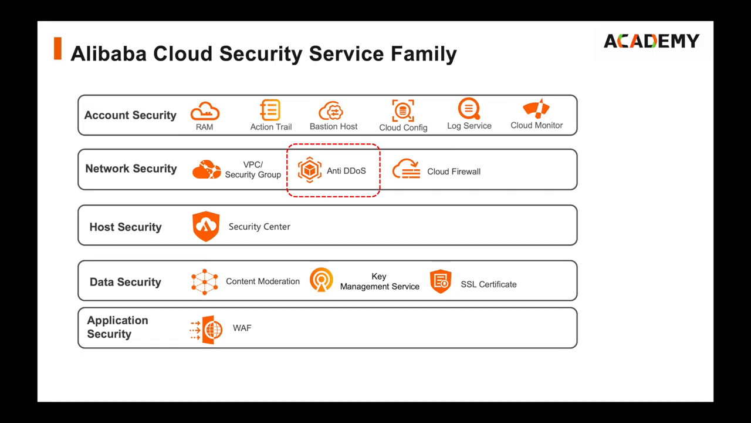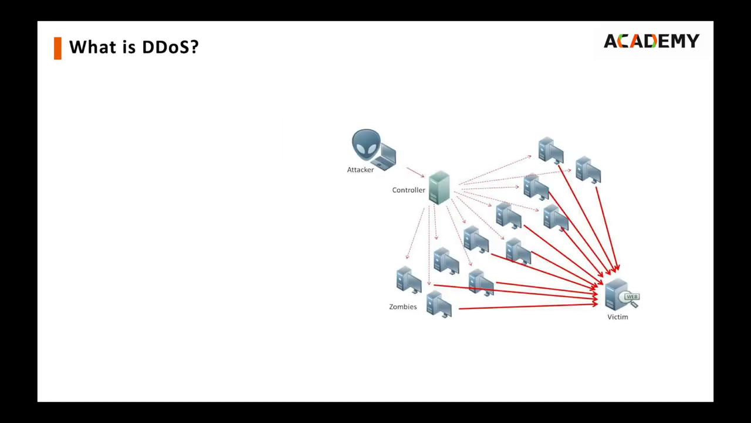Let's now move on to DDoS. We'll move on to the anti-DDoS service. In order to discuss anti-DDoS, we first need to talk about what a DDoS attack is. So what is it? Well, DDoS stands for Distributed Denial of Service. This is a type of attack where an attacker takes control of thousands or potentially even tens or hundreds of thousands of computers, which are often called zombies, and then uses those computers to simultaneously access a particular site.